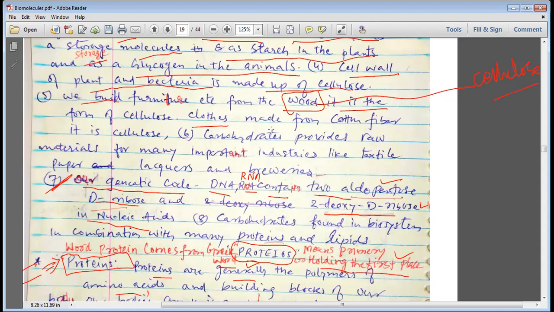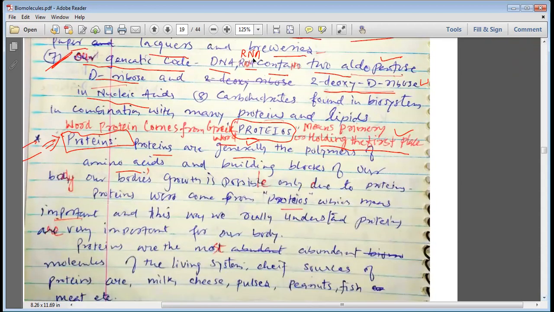We have clothes made from cotton fibers. These cotton fibers are also cellulose. Cotton fiber is a material used in many other important industrial materials and textiles. We have papers, we have liquors, and we have breweries. These all contain various types of carbohydrates in them.